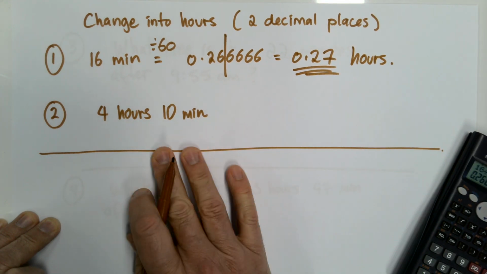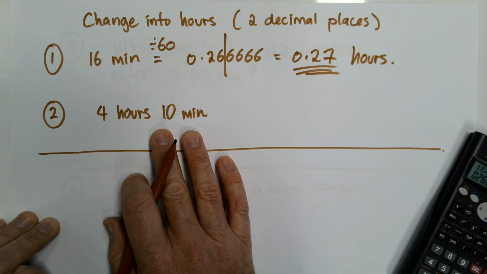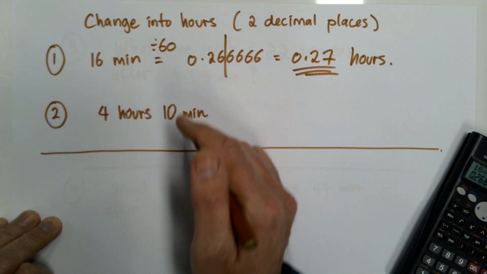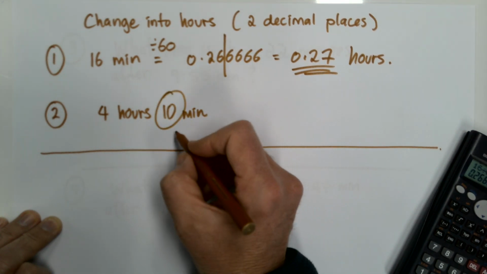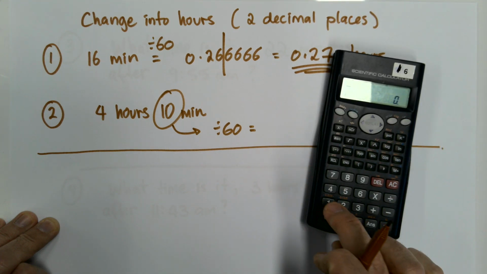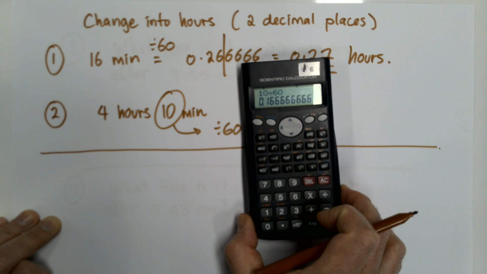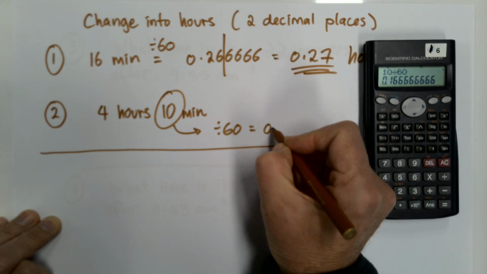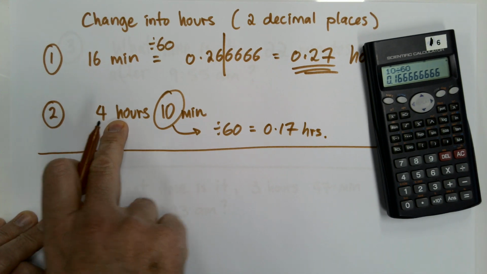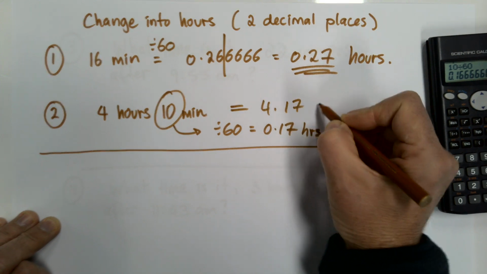Okay, all right, what if I've got 4 hours and 10 minutes? Well, there's a couple of ways you could do this one. 4 hours is 4 hours, that's already in hours, but we've got to get this 10 minutes into hours, so we do the same thing. If we divide the 10 minutes by 60, okay, get it to 2 decimal places, I'm going to call that 0.17 hours. All right, so what I've got is 4 hours plus 0.17 hours, so that is 4.17 hours.